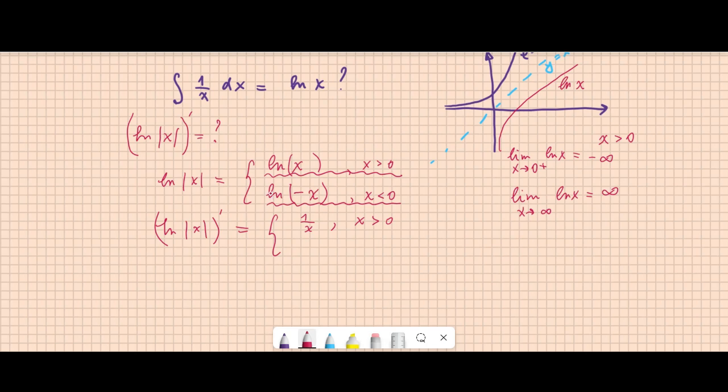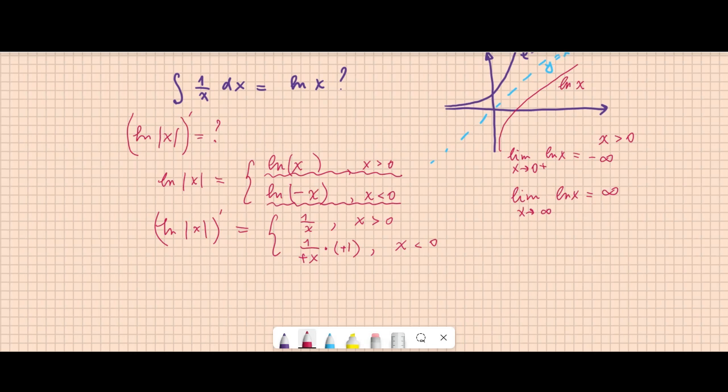When x is less than 0, we are going to differentiate a new function, ln of minus x. I'm going to use the composition rule. First, I'm going to differentiate ln and write down 1 over the argument of ln, right? Second, I'm going to differentiate the inner function, which is minus x. And when I differentiate minus x, I'm going to get minus 1. x is less than 0. And if I cancel the minus from here and here, I'm going to just get 1 over x.